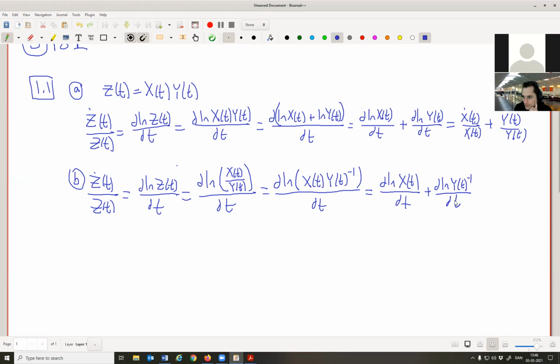Okay, so we're going to use one more property of log, which is the log allows us to take the powers down and put them in front of the log. So the log of y(t) to the power negative 1 is the same as negative log of y(t). All right, so let's just do that here. So we're going to get d log of x(t) dt minus now d log of y(t) dt, and then you just get x dot t divided by x(t) minus y dot t divided by y(t). So that's part B. It's all just properties of a log, really.